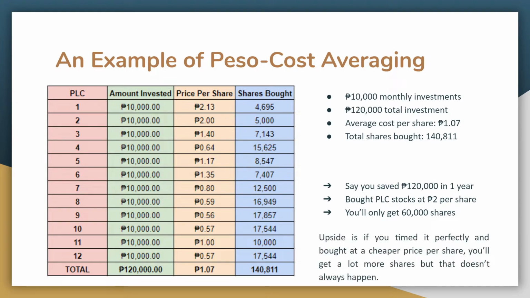The upside is if you timed it perfectly and you bought at a cheaper price per share. Yeah, because if you have 120k and then you just bought on the 12th month, it's gonna be just 0.57 per share. But because on this second example, I just randomly put in the 2 pesos, so that's like the second month, it's 2 pesos per share. So you know, you got beaten out by the peso cost averaging strategy. And yeah, that doesn't always happen, and you really don't know when is the best time to buy something.